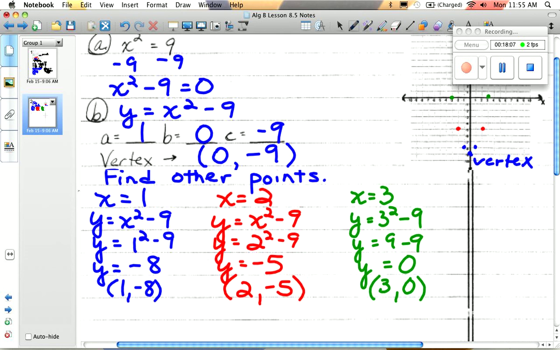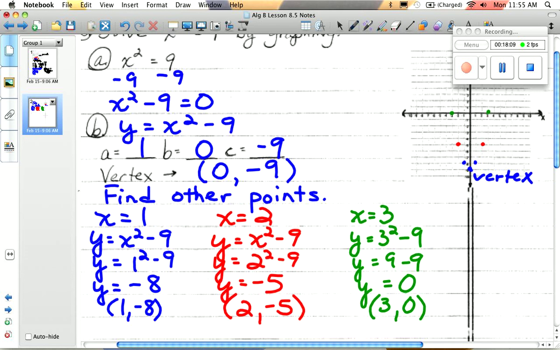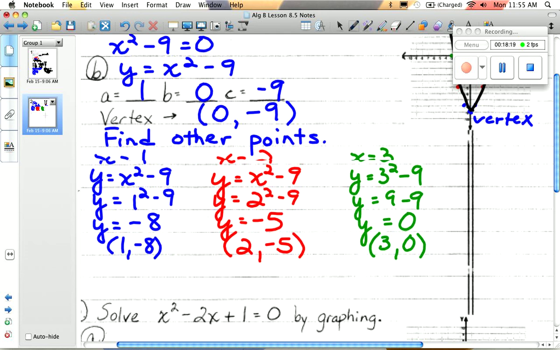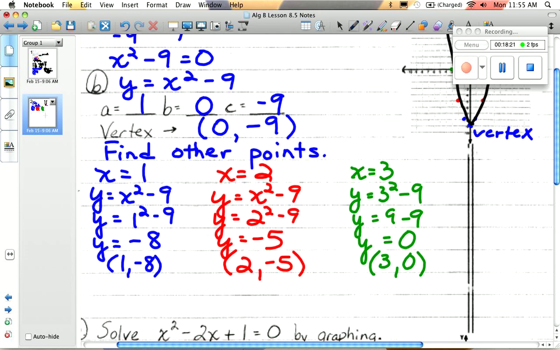Okay. So we now can draw our parabola. Let's get that drawn. See that yes, we do have our parabola that's opening up. And what are the zeros? Negative 3 and 3. Okay, the zeros are negative 3, positive 3.